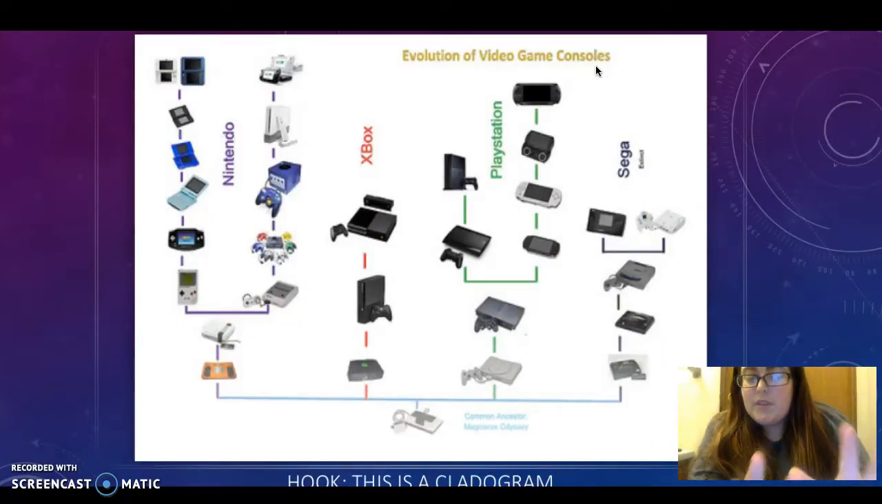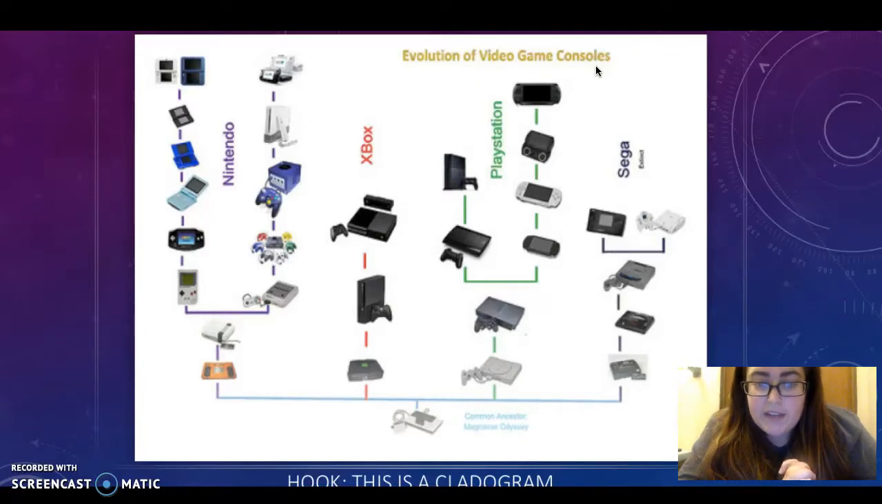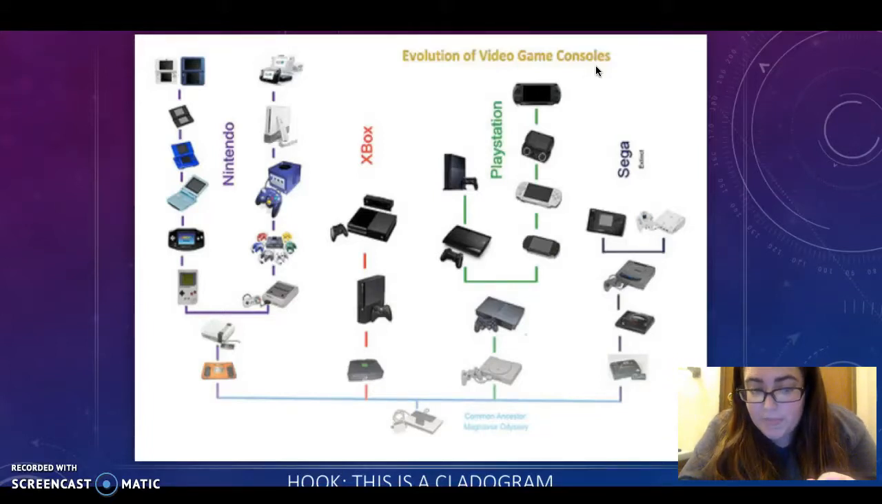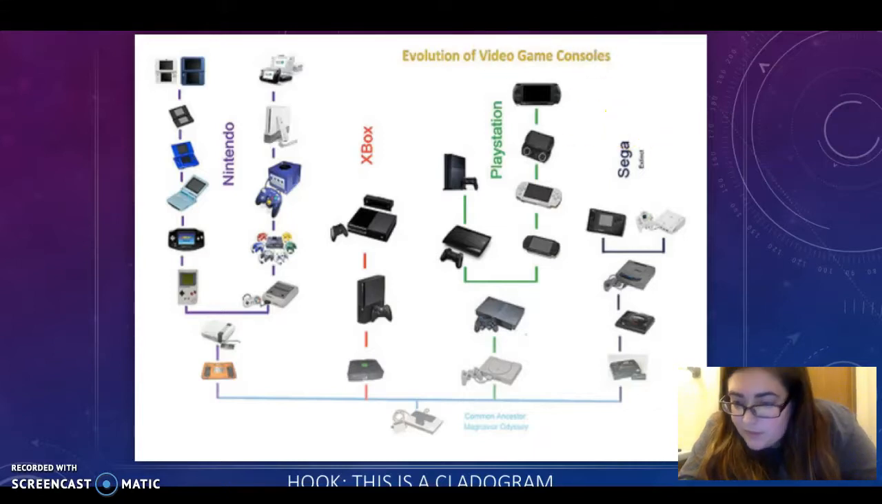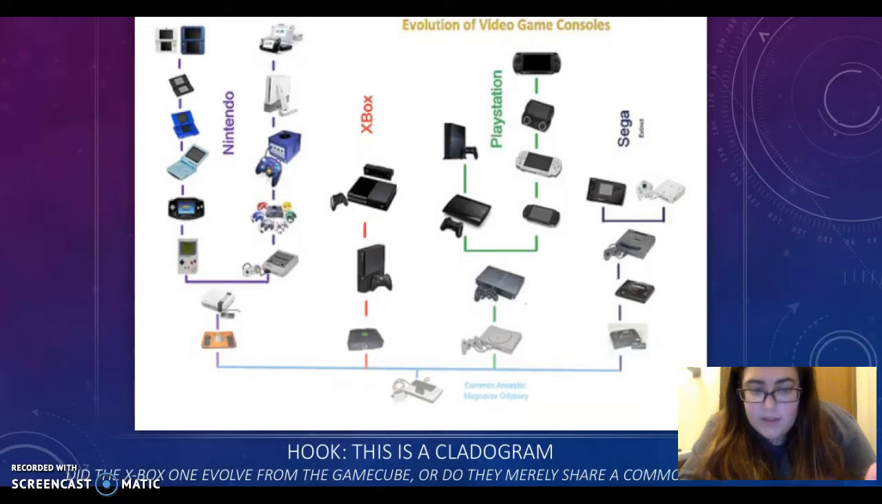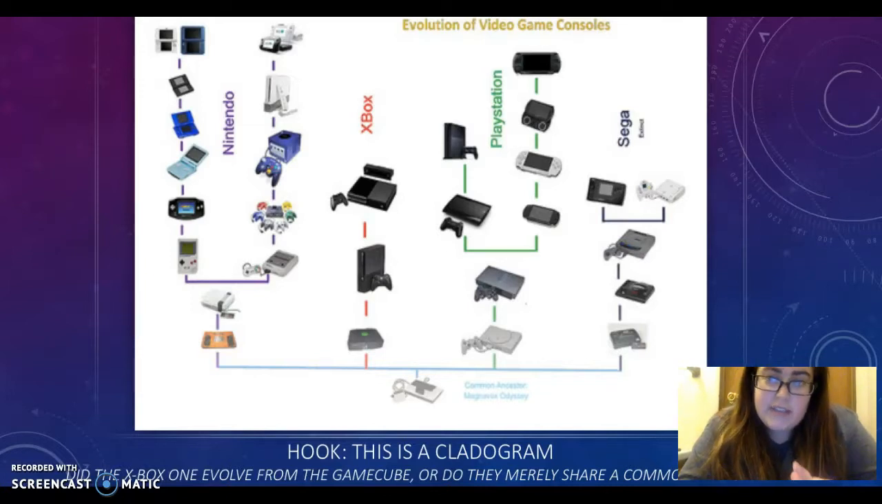So I would put this up on the board for students to look at. It's the evolution of video game consoles. To try to hook them into the lesson, I would let them know that this is a cladogram. And let me bring this down. I would ask them, did the Xbox One evolve from the GameCube, or do they merely share a common ancestor? So they wouldn't actually know the answer to this yet, but I'm hoping that they would figure out the answer by the end of this lesson.